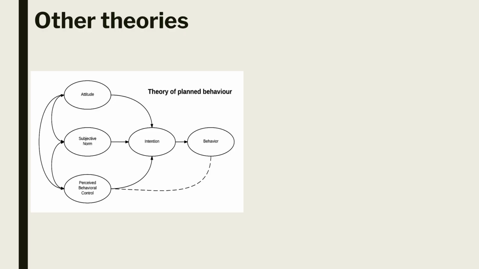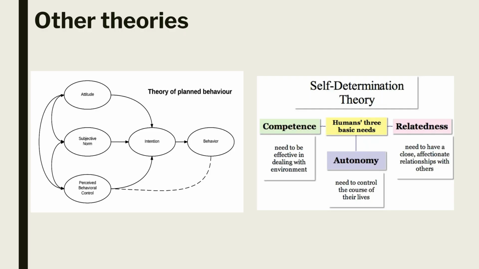Similarly, these 2 theories place strong emphasis on the role of individual psychological factors in influencing physical activity behavior. The theory of planned behavior highlights the importance of behavioral intention as a key predictor of action. Self-determination theory focuses more on motivation, particularly intrinsic motivation, as a driver of behavior change.